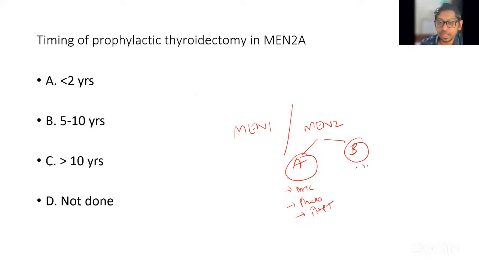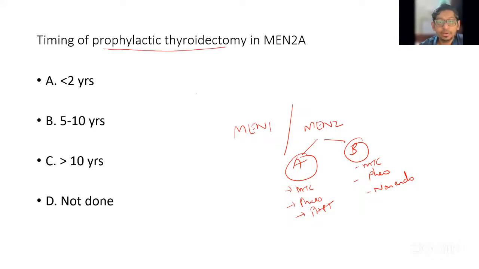MEN2B features will usually have the first two components, that is MTC and pheochromocytoma, and then you will have a lot of non-endocrine manifestations. You may have ganglioneuromas, which may be in the oral cavity, intestinal ganglioneuromas. You can have skeletal changes like marfanoid habitus, chest wall deformities. You can have corneal nerve thickening. So a lot of non-endocrine manifestations in MEN2B disease. All right. So here they are asking us about MEN2A in particular, and they're asking about prophylactic thyroidectomy.